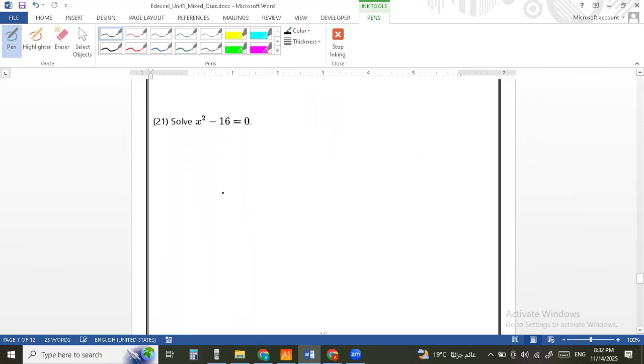Solve this equation. X squared minus 16 equals 0. Oh, quadratic equation. No, it's not a quadratic equation. A quadratic equation would give you a number, x squared, plus or minus b x plus or minus c equals 0. That's not a quadratic equation.